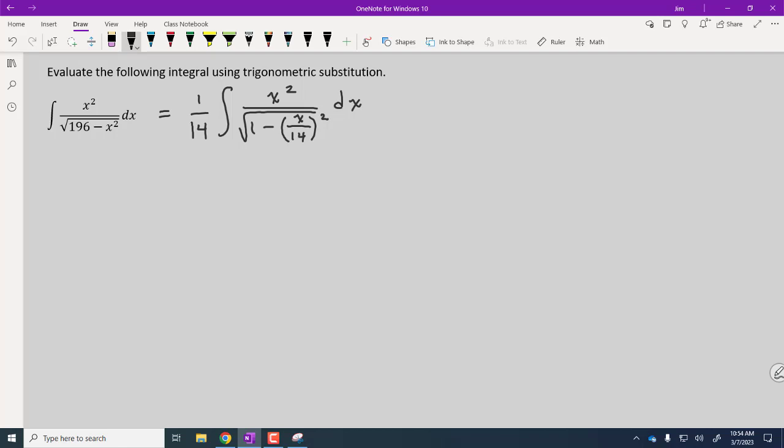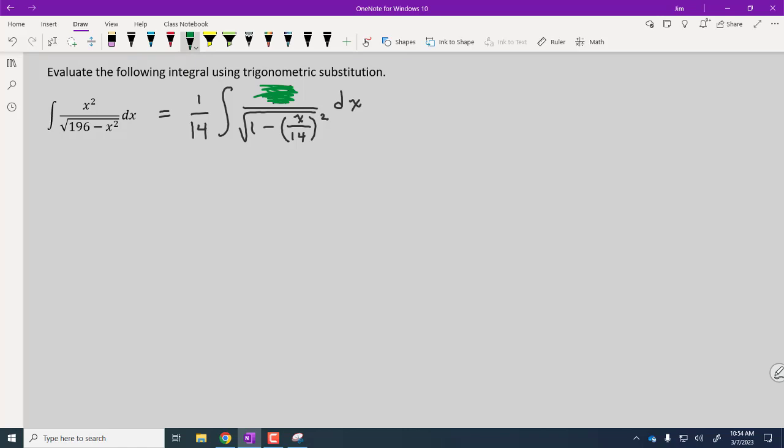Let me ask you this. What about if there was no x squared up there, would we still need trigonometric substitution? No, because it would be in inverse sine form, and we could immediately integrate to inverse sine with reverse chain rule. Right? Because that is the inverse sine antiderivative. We would just immediately get inverse sine of x over 14.